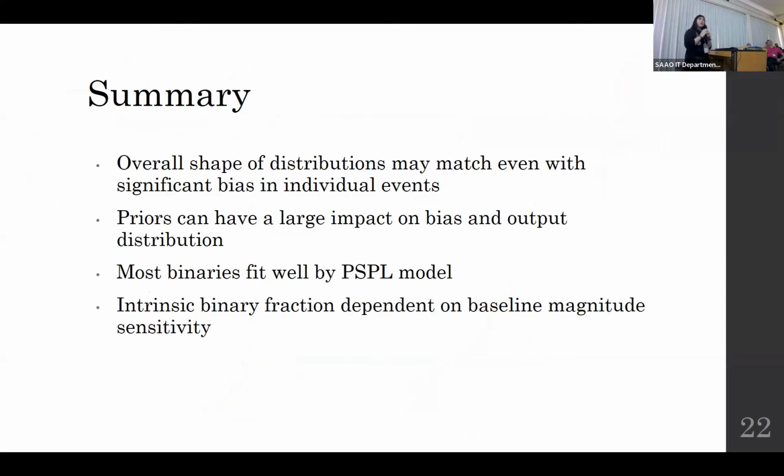So in summary, the overall shape of distributions may match even if there's significant bias in individual events. The priors can have a large impact on the bias and output of the distribution, both for their own distribution and other distributions that are being fit. Most binaries are fit well by a PSPL model, and intrinsic binary fraction is dependent on the baseline magnitude sensitivity. Thank you.